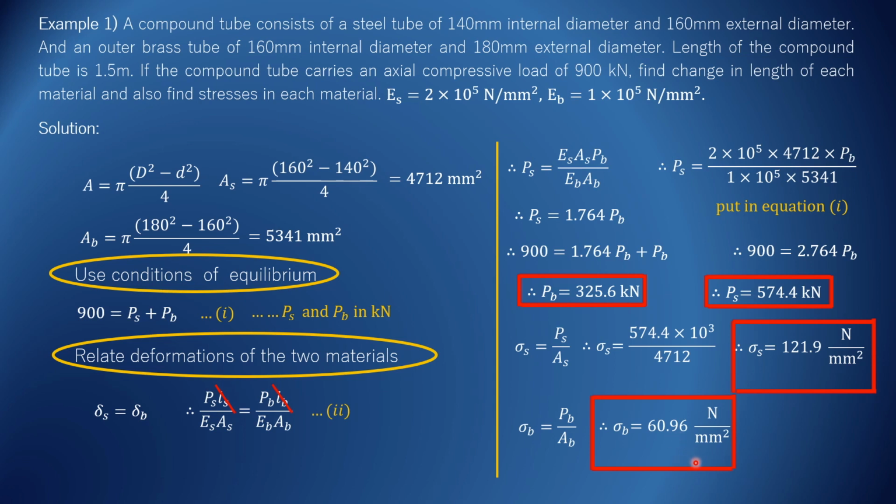Yes, you will have to write the nature of the stresses. Now, of course, it is a compressive load, so these are compressive stresses. So write the nature of stress. Stress in steel is 121.9 Newton per millimeter squared compression. Stress in brass is 60.96 Newton per millimeter squared compression.